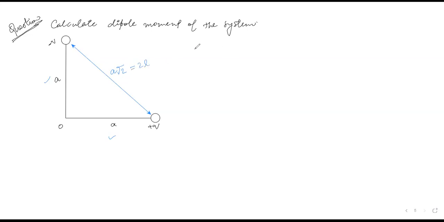So we already know the electric dipole moment. The electric dipole moment P is equal to Q into 2L, which is equal to Q into, what is the value of 2L? 2L is A root 2. This is your final answer. Are you clear or not? Clear, sir. Okay, good.